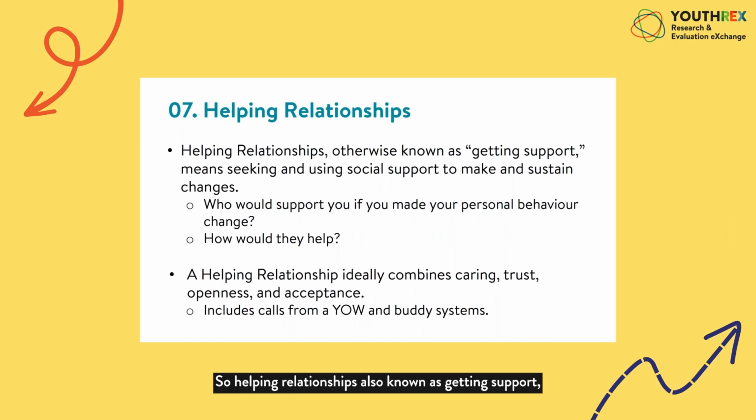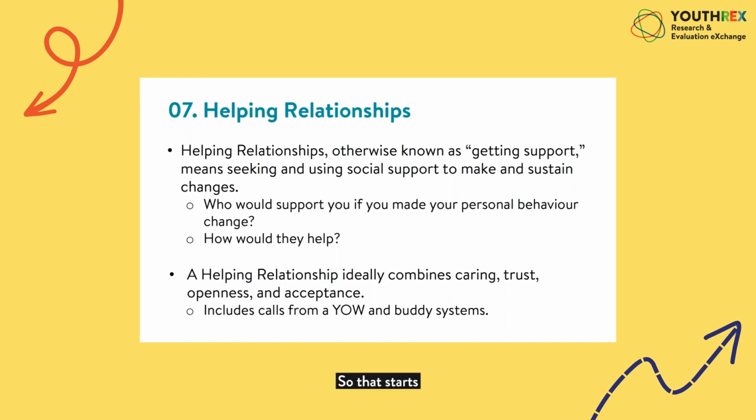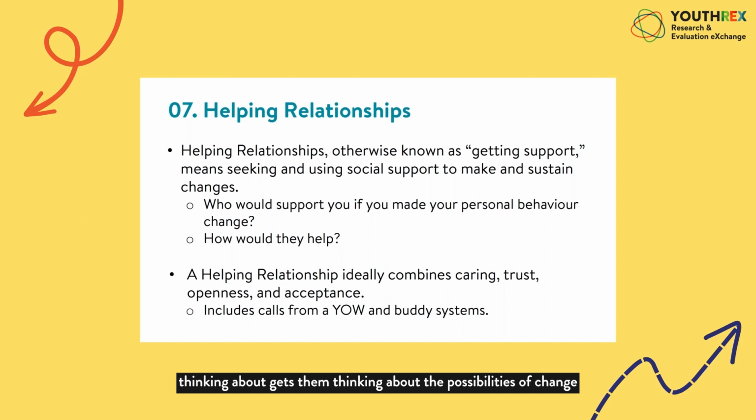Next slide, please. So helping relationships, also known as getting support, means seeking and using social support to make and sustain change. And I'm confident that this is something that we all do as well naturally in working with youth, is identifying those social supports, those people, those facilitators that are going to help the youth be successful in their change journey. These relationships are typically or ideally those people that are caring and trusting and open and accepting unconditionally of the youth. And this can be you as a practitioner as well. So some of the questions you can ask youth to help them identify supportive people in their life can include, who would support you if you made your personal behavior change, and how would they help you? So this gets them thinking about the possibilities of change, and that they're not alone, that there's people in their life that are going to help them get where they want to go.